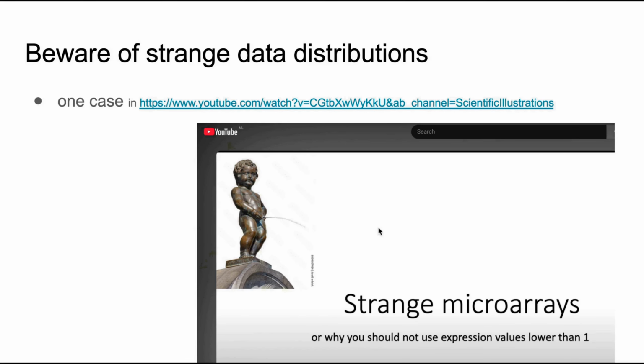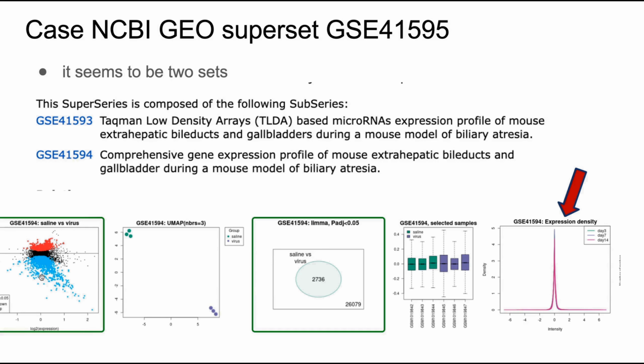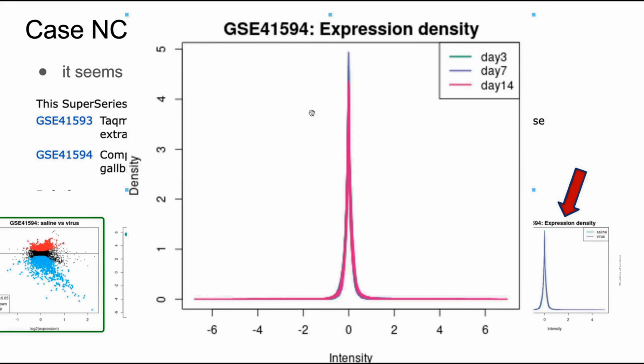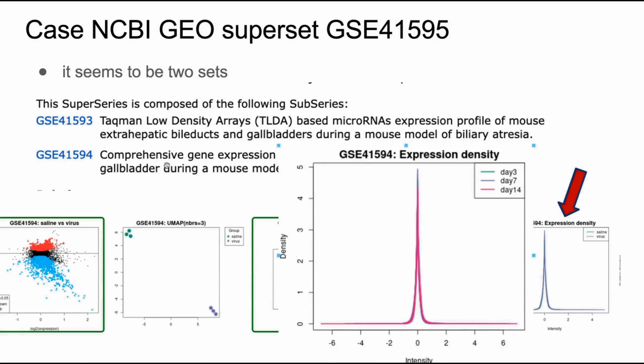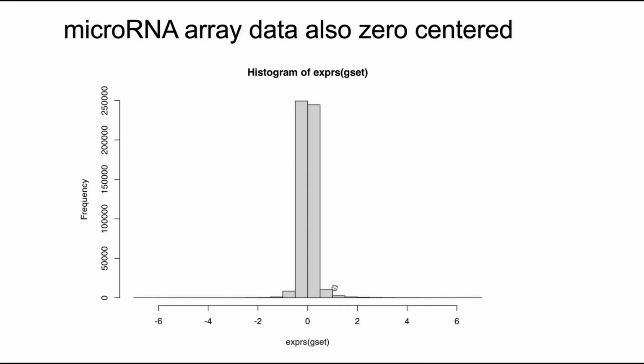Previously I showed you one case of strange microarrays where data distribution was pretty weird and it was fixed by filtering negative values. Here is another example where you see that something strange is happening in the MA plot, and if you look closer at this slide, you see that all data are zero-centered and very narrow. These are data for microRNA arrays and gene expression arrays, and in both cases they are zero-centered.